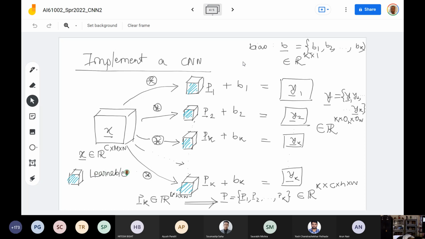Also, these biases are also learnable. These are the only learnable layers which you have in a standard CNN. For all the X's and Y's, they are just inputs and outputs, so you don't have anything to change around in the parameters. They are not learnable blocks over there.